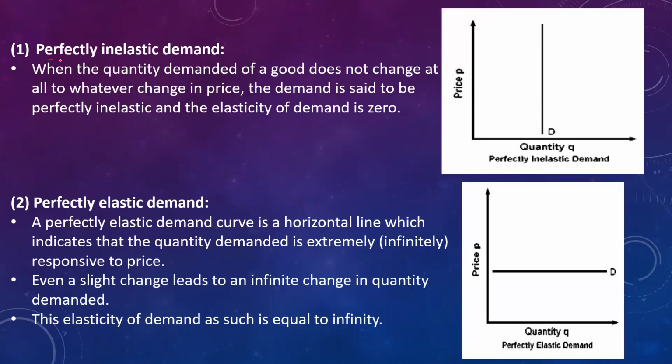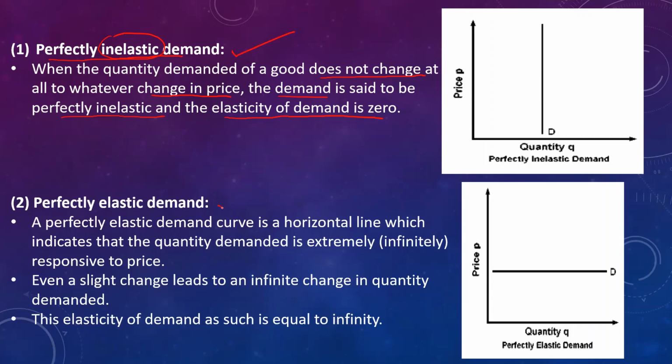First is the perfectly inelastic demand. Now when quantity demanded of good does not change at all to whatever change in the price, this demand is said to be perfectly inelastic. The word itself says inelastic means there is no change in demand, whatever may be the price. Such case is called as perfectly inelastic, and here elasticity of demand is 0 and the curve is parallel to y-axis, or we can say the demand curve is vertical in case of perfectly inelastic demand.